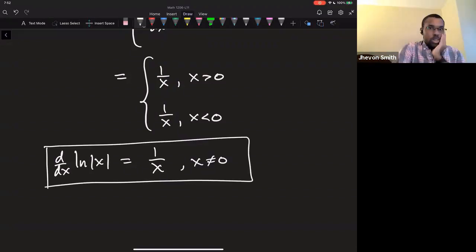So if you're in a situation where you want to allow x to be negative, this formula will come in handy. So in fact, that is going to be a situation that we're going to want.